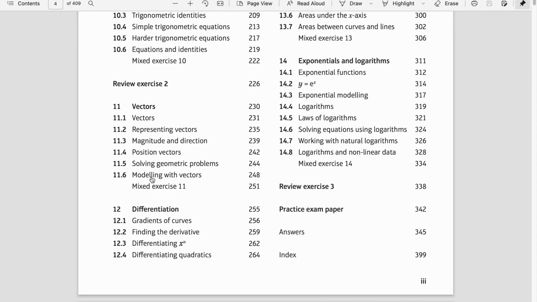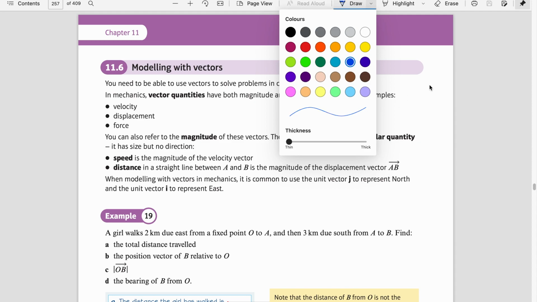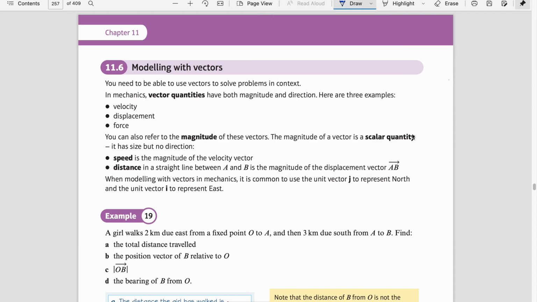Vectors and modeling with vectors. Yeah, sure. No, this would be easy. A little mixture of kinematics from O levels. Basics, just the basics. Speed, velocity, distance. Less than that. Related to vectors, less than that.